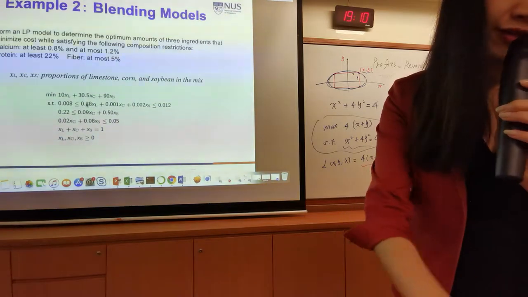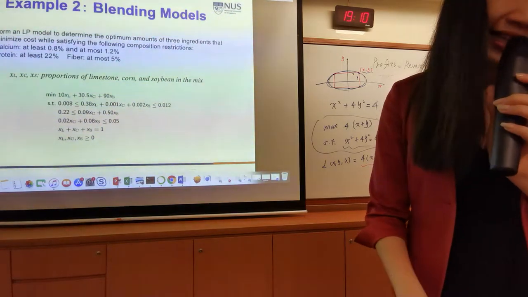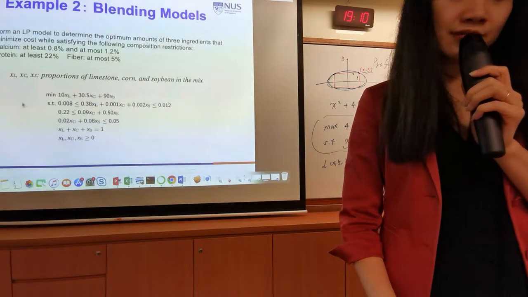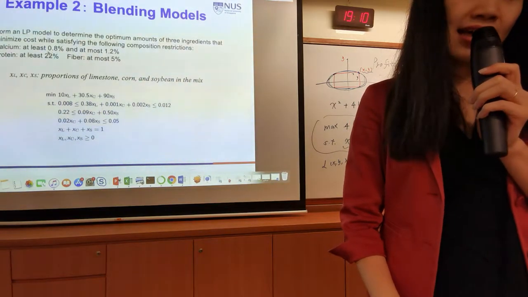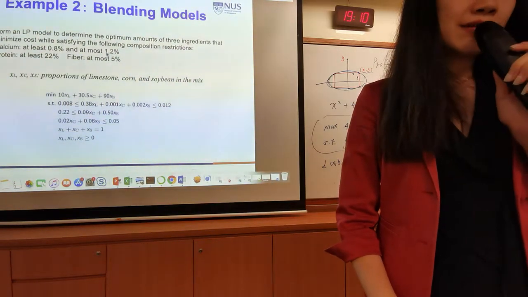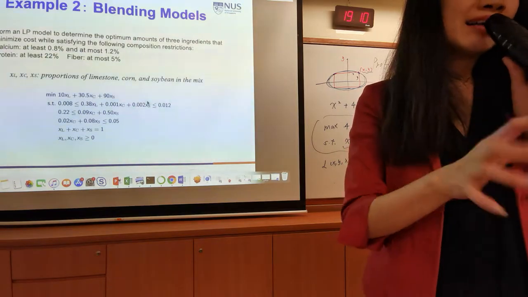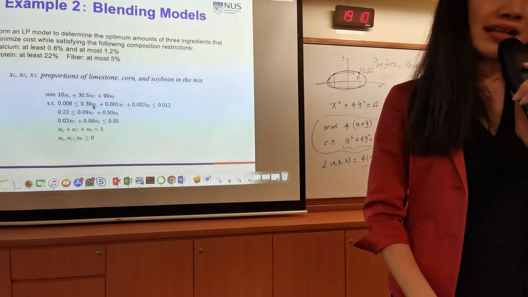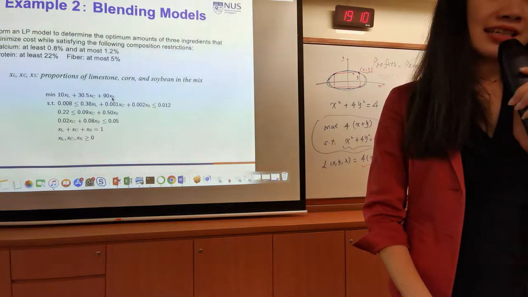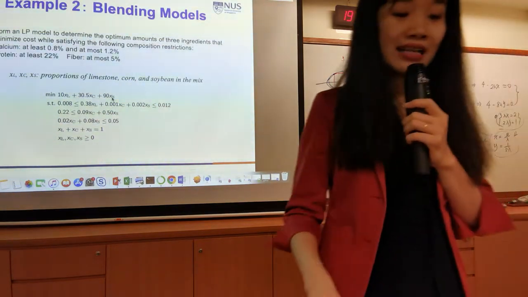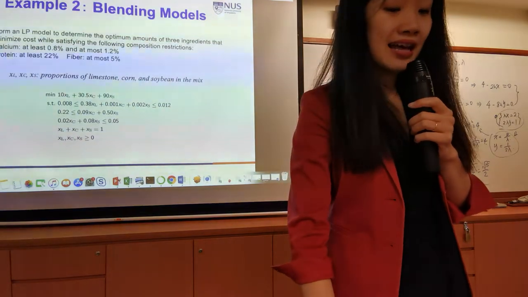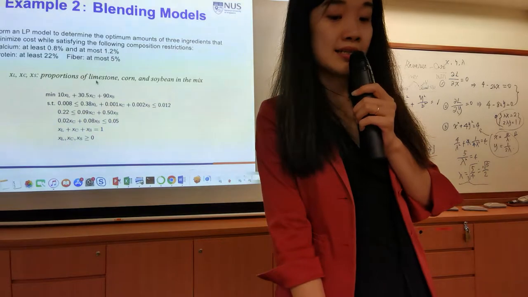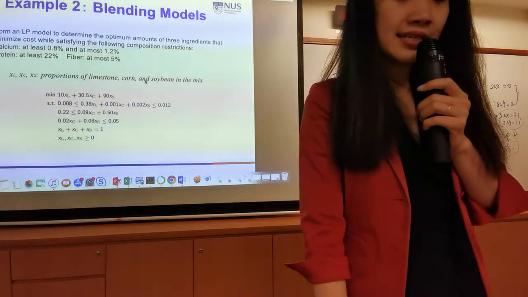It's for calcium, it's at least 0.8 percent. The percentage is turned to 0.008, but at most 1.2. So it will be bounded on both sides. It has a lower limit and an upper limit, but you define the three x. So for easier understanding, you can write the subscript as XL, XC, XS for the three components, for L, C, S.